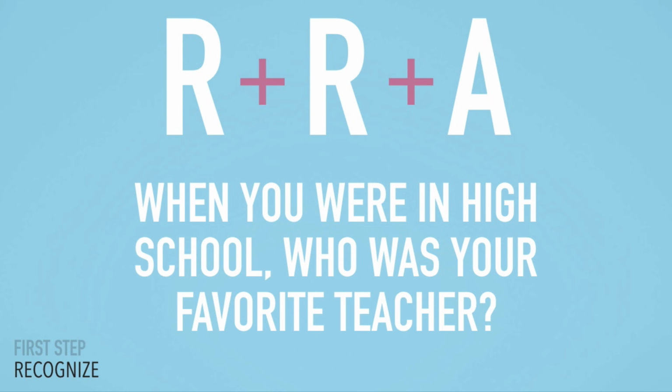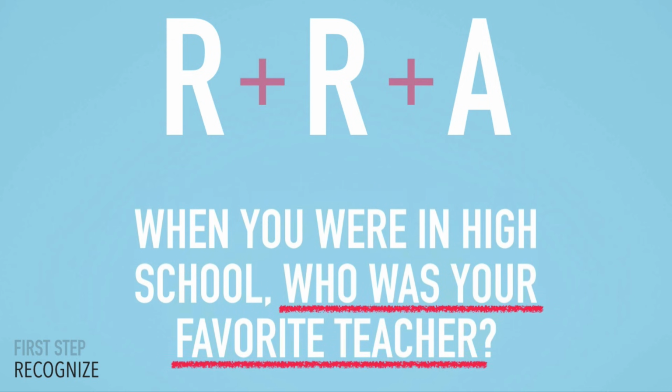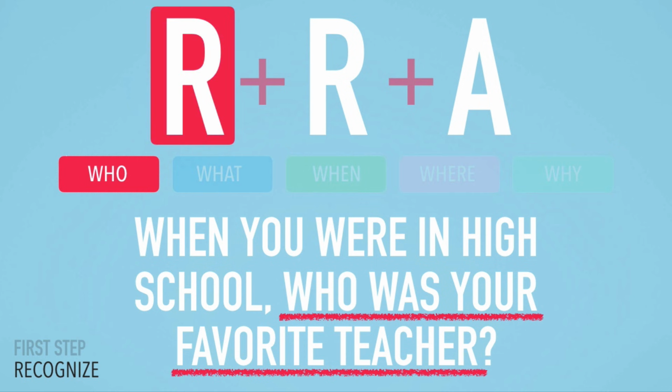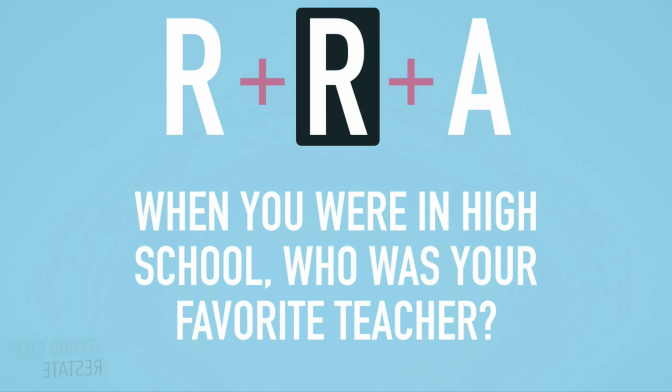Now remember, we want to see what they are actually asking us about. The question starts off by saying when you were in high school, but the information they really want is, who was your favorite teacher? So what we must recognize is, which of the five W's is this actually referring to? Is it who, what, when, where, or why? Well, since it's actually asking about our favorite teacher, we know that it's talking about who. All right, so the first step is done, and we move on to the next step.